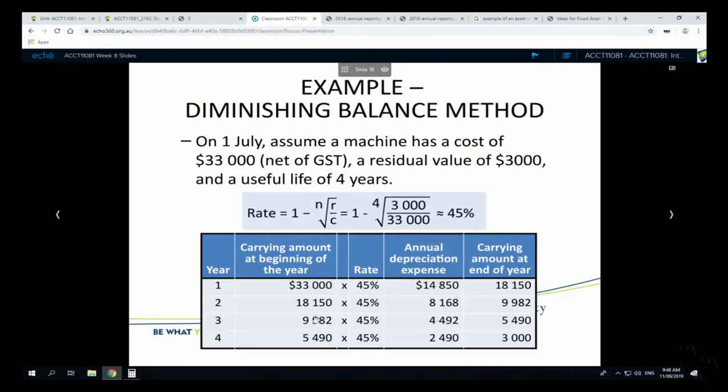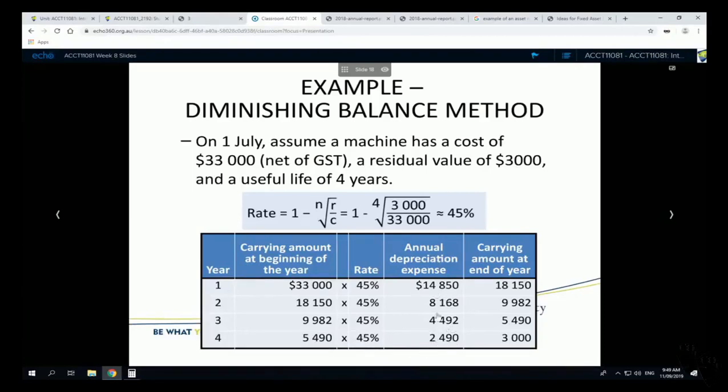Take that depreciation away from the reduced balance to get a new carrying amount for year four. That new reduced balance, or the new diminishing balance, 5490, becomes the opening carrying amount for the next year, for year four. Multiply that by the percentage to get the depreciation for year four.